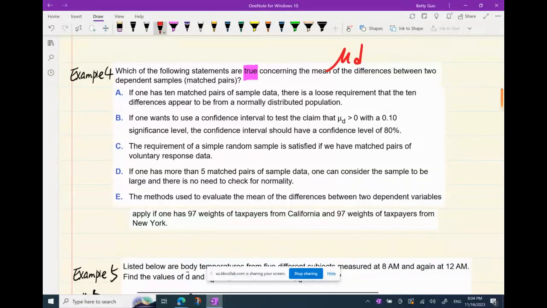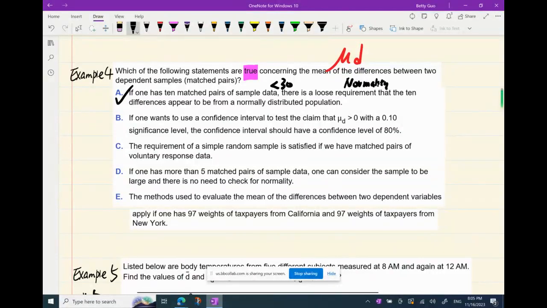A. If one has 10 matched pairs of sample data, there is a loose requirement that the 10 differences appear to be from a normally distributed population. So sample size is 10, less than 30, so we need a requirement for normality. Not strictly normally distributed, but roughly, approximately normally distributed is required. So there's a loose requirement that the 10 differences appear to be normal. Yeah, correct.